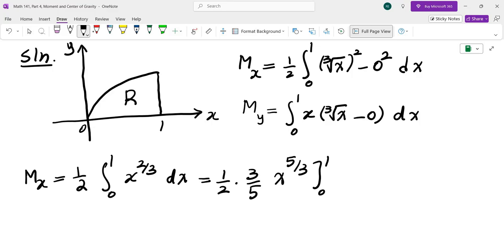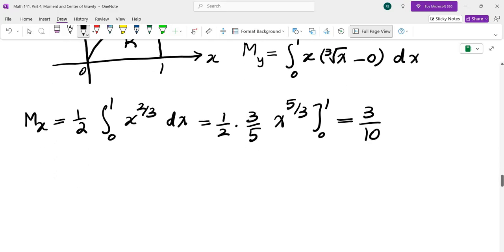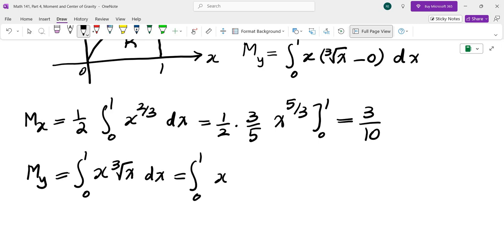I'm just going to make sure: if I differentiate, I would get 5/3 x to the power of 2/3, which would cancel with that, so that is good. So we get 3/10 as the answer for m sub x. M sub y is the integral from 0 to 1 of x times cube root of x dx. This is the integral from 0 to 1 of x to the power of 4/3 dx.